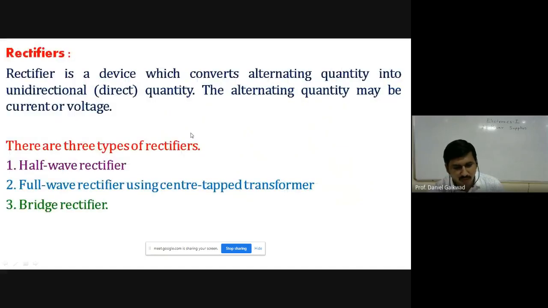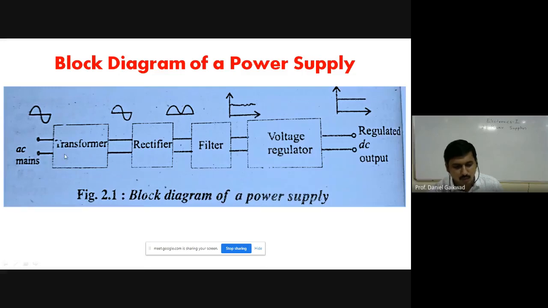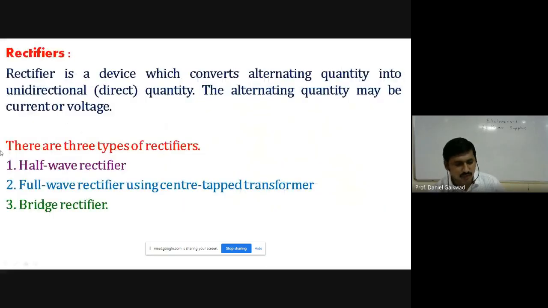Okay. Now we have the important part, that is the second block. Already you know the general working and construction of the transformer from 11th standard. Now we have the important block, from which we begin with the rectifier. Check carefully the general definition of rectifier. Rectifier is a device which converts alternating quantity into unidirectional or direct quantity. That quantity may be voltage or current. So the alternating quantity is converted into direct quantity, and the alternating quantity may be the current or voltage here.